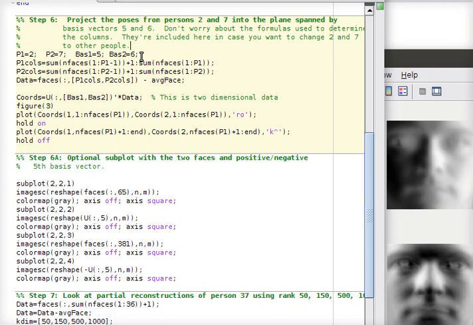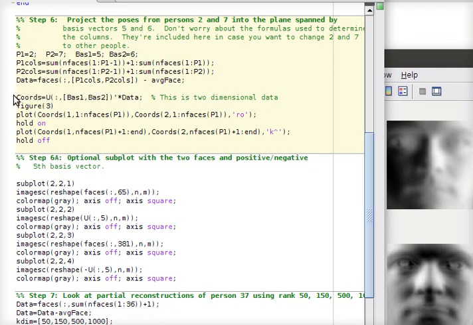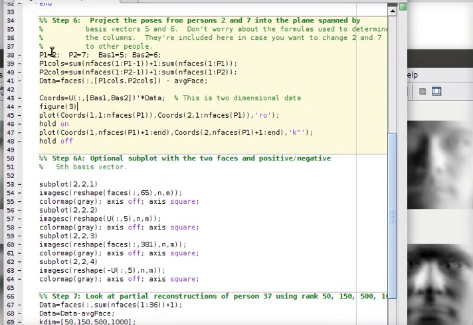Those are 2 basis vectors. And so I've just written down how to compute those columns, and then my data is just the faces using those columns. And of course, don't forget to subtract off the average face, right? And then the coordinates. This is an important line right here. Do you remember how to compute the coordinates? This is the low dimensional space here. That's line 43 is what we're looking at. This is 2-dimensional data, and so that's what we're actually going to be plotting.